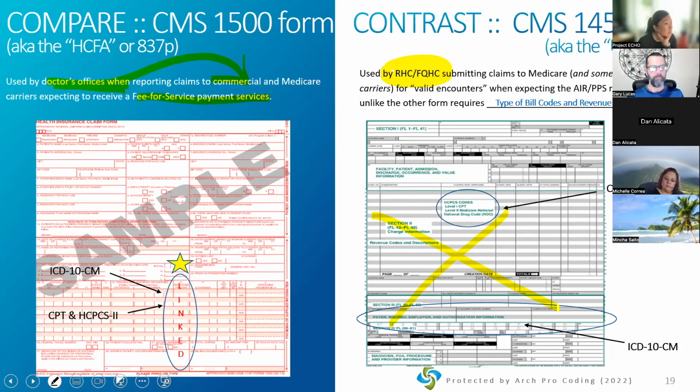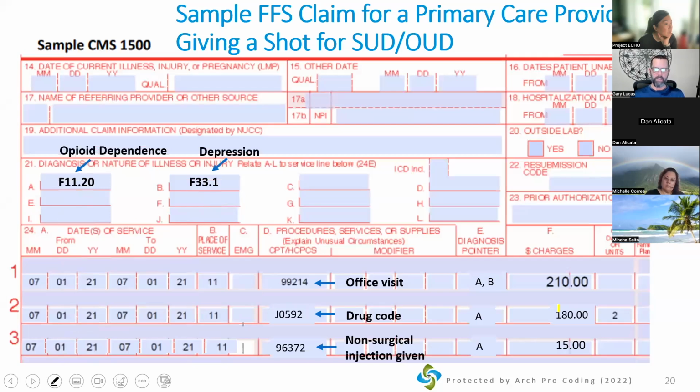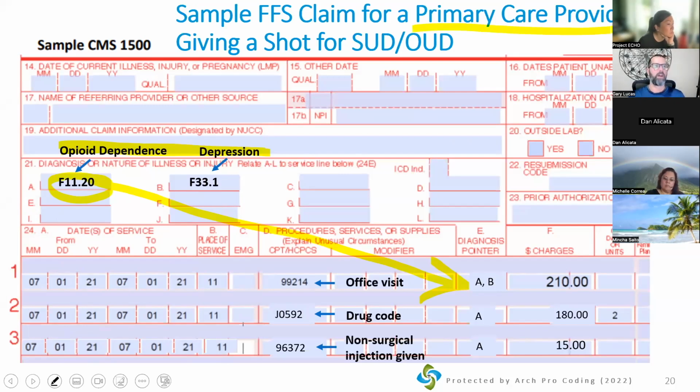It's not required. So if I'm going to look at slide 20, where I have a patient that has opioid dependence and depression, the key is it doesn't really matter what order they go in up here in block 21, but you better believe what matters is which diagnosis code you're linking as being primary. In this case, the medical provider giving us a shot for opioid use disorder or alcohol disorder maybe. If I use the diagnosis of depression as the first diagnosis, almost assured it's going to be denied because they don't want primary care physicians doing mental health as the primary service.